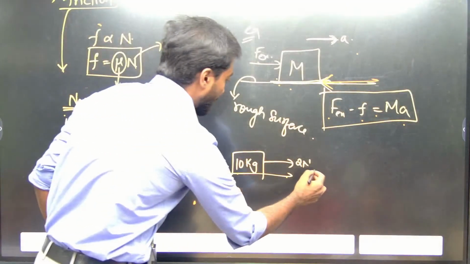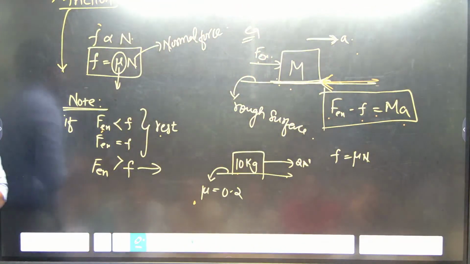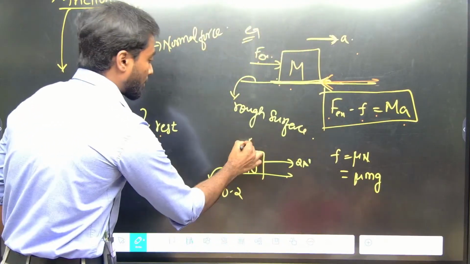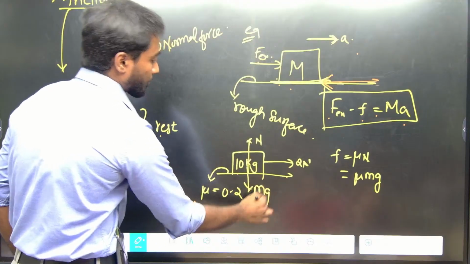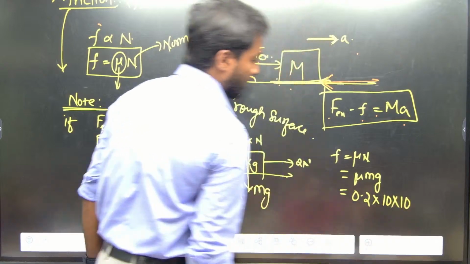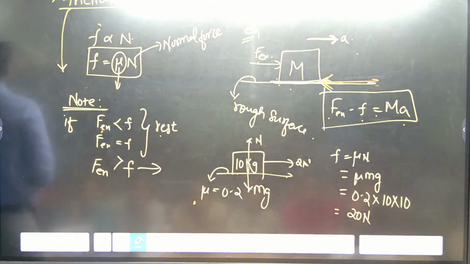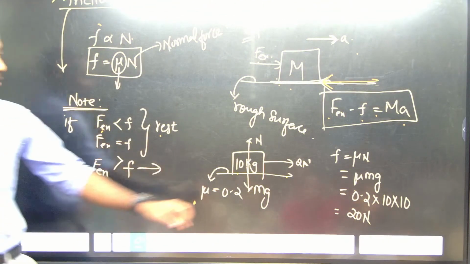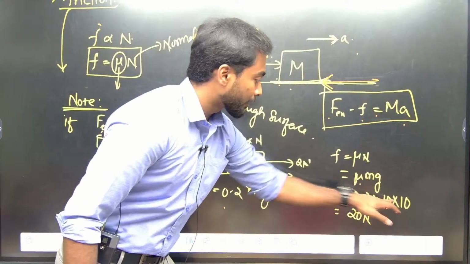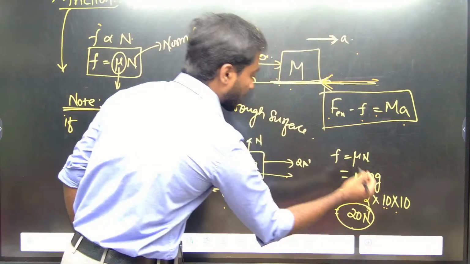So I can say that F is equal to mu N. What is N? It is the normal force, which is mg. Mu is 0.2, m is 10 and gravity is 10, which is nothing but 100 into 0.2, which is 20 Newton. Any doubt here? So is 20 less than or greater than the external force?